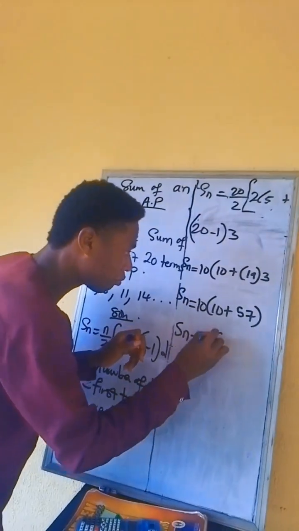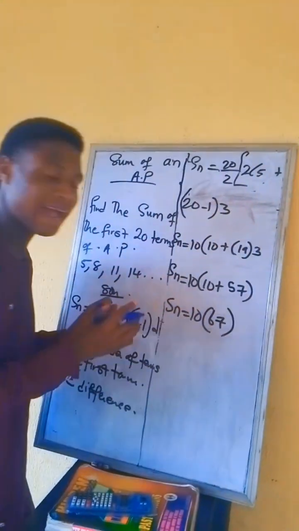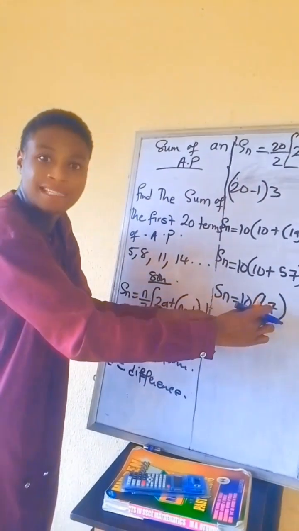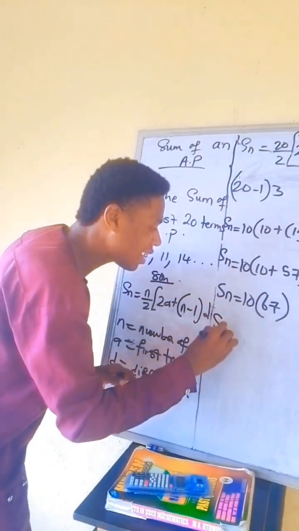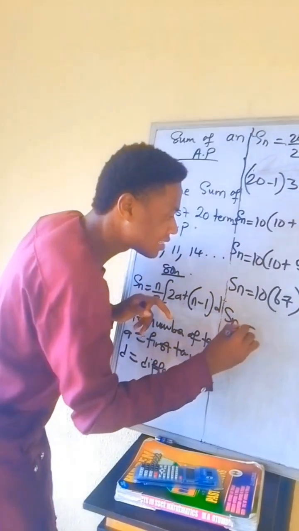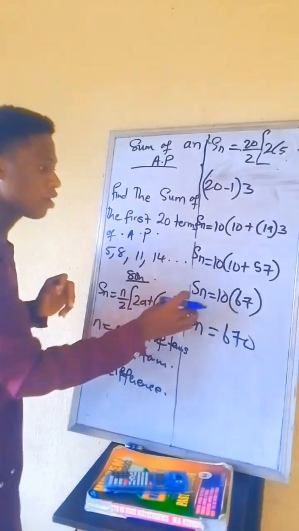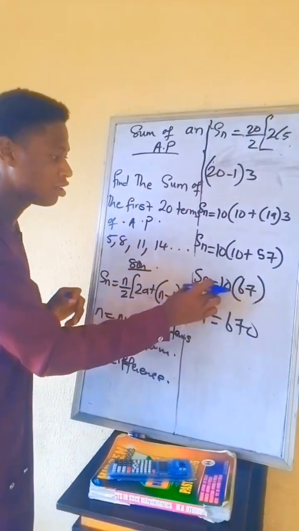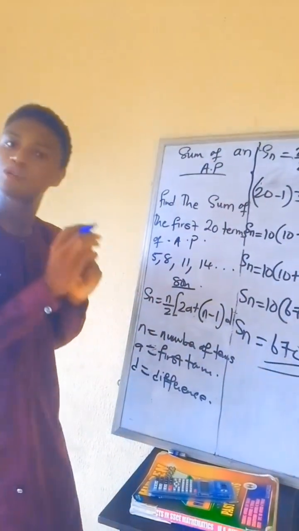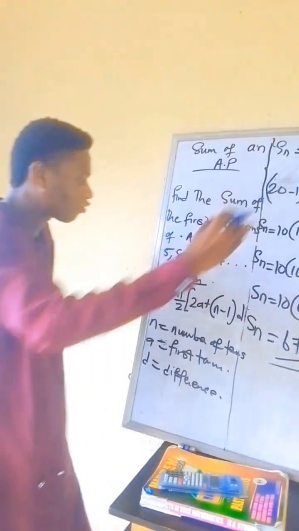Sn equals 10 bracket. Now 10 plus 57 gives us 67. Are you following? The next step is to multiply the 10 by the 67. So the sum of the first 20 terms of this AP is equal to 10 times 67, which gives us 670, because 1 times 67 is 67. Just add the 0. That is your final answer. Very cheap. It's not something you will start battling with. You just need to know the formula and follow it.